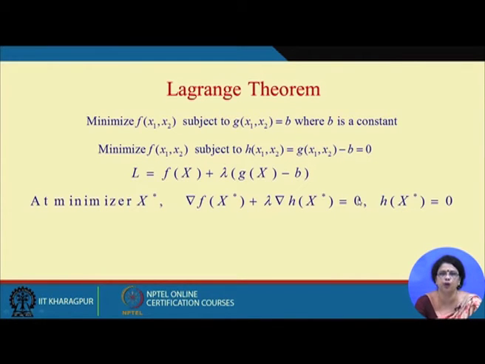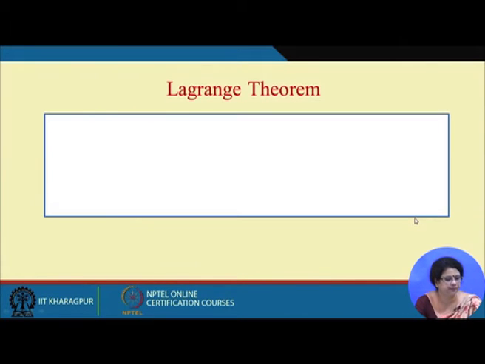If we formulate a Lagrange function L in this way, we can say that at the minimum point the necessary condition is that grad of f plus lambda times grad of h at x star, where x star is the minimizer of the optimization problem, is equal to 0. Not only that, we have to introduce information about h as well. That is why h(x star) must be equal to 0. That has to be included.